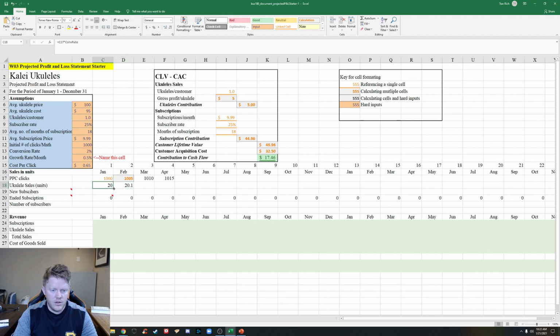So this is our calculation, and then we're going to just drag it to April. Then make sure you have your decimal points going in the appropriate place. So it should be 2020 to 2020. Perfect.